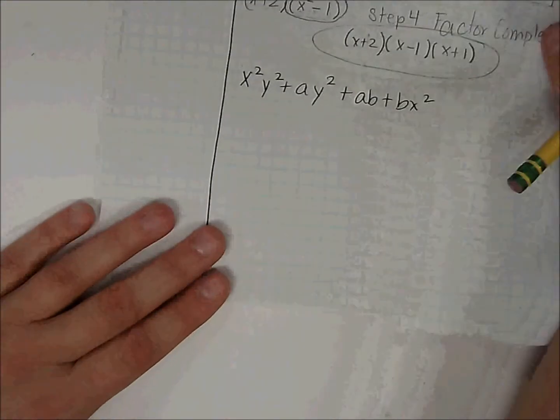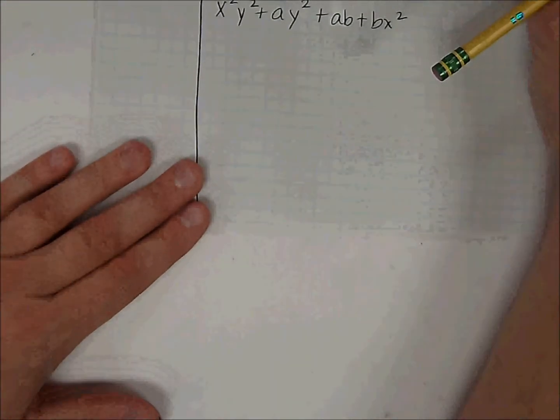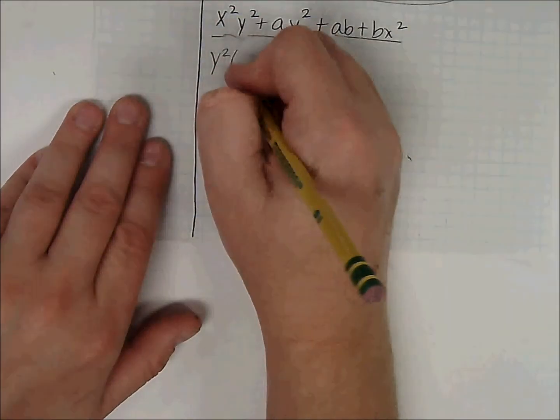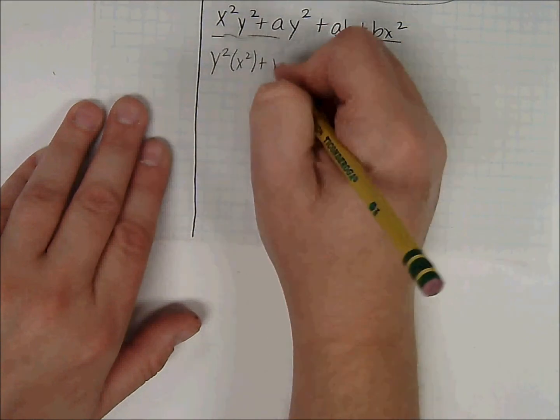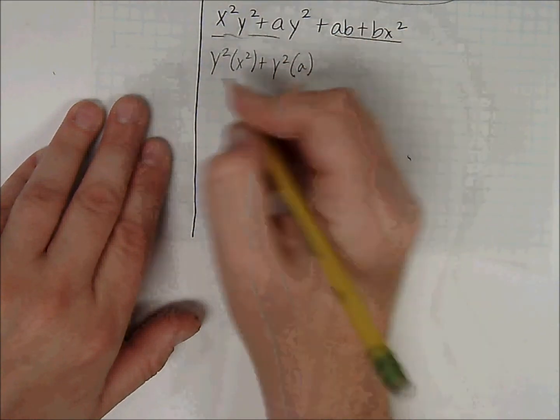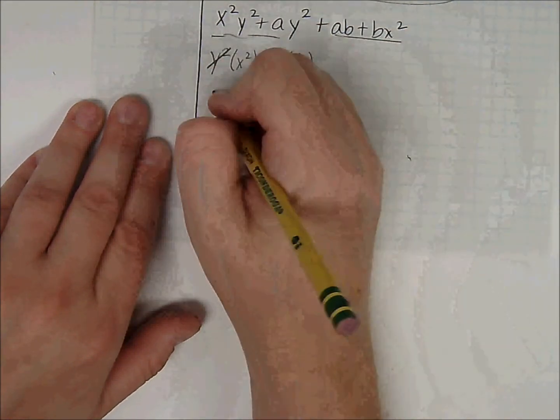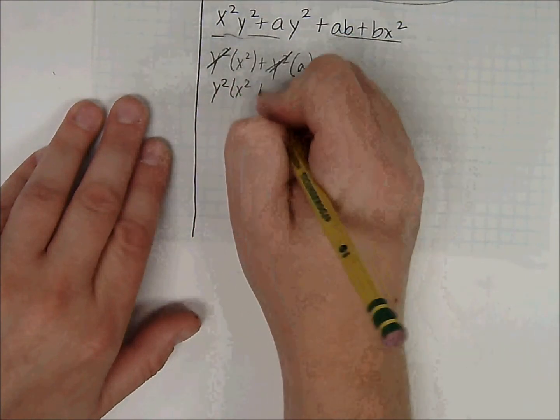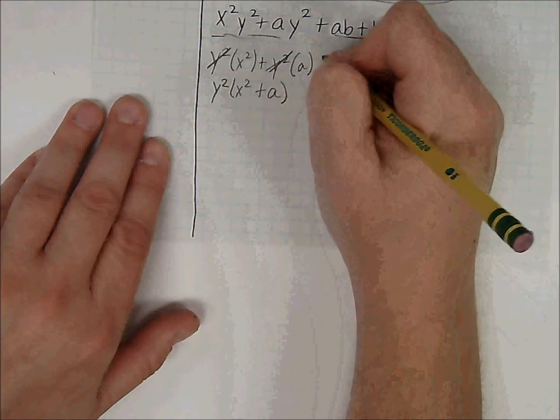This one's kind of odd because it's doing a's and b's. So we're going to do that one together. They both have y squared. So this is y squared times x squared, and this is y squared times a. So now I'm going to take that y squared out, and I'm going to set it in front, and I'm going to be left with x squared plus a. Bring that plus down.